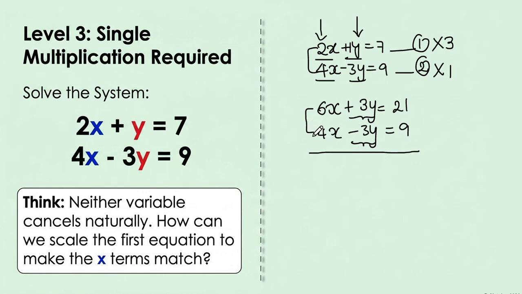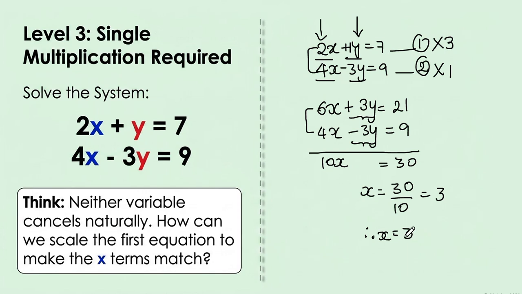So 6x plus 4x is 10x, then plus 3y minus 3y gets cancelled, is equal to 21 plus 9, which is nothing but 30. So 10x is equal to 30, so x is equal to 30 upon 10, that is nothing but 3. So the value of x is 3.